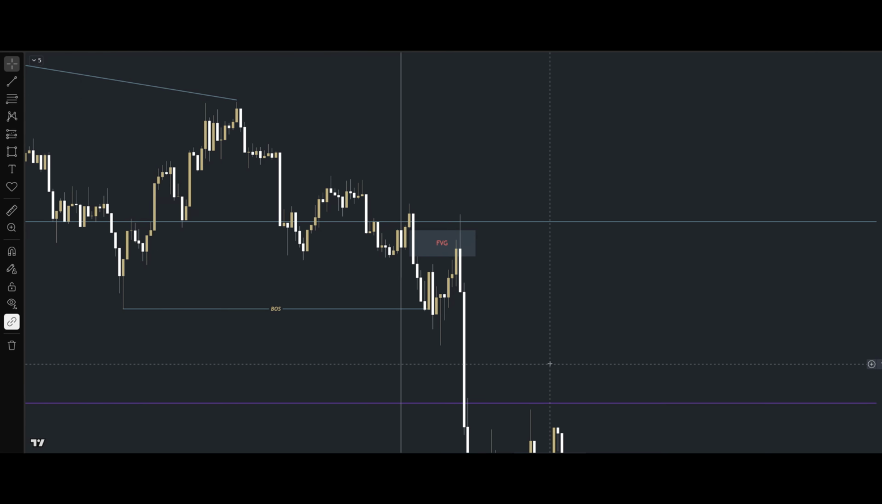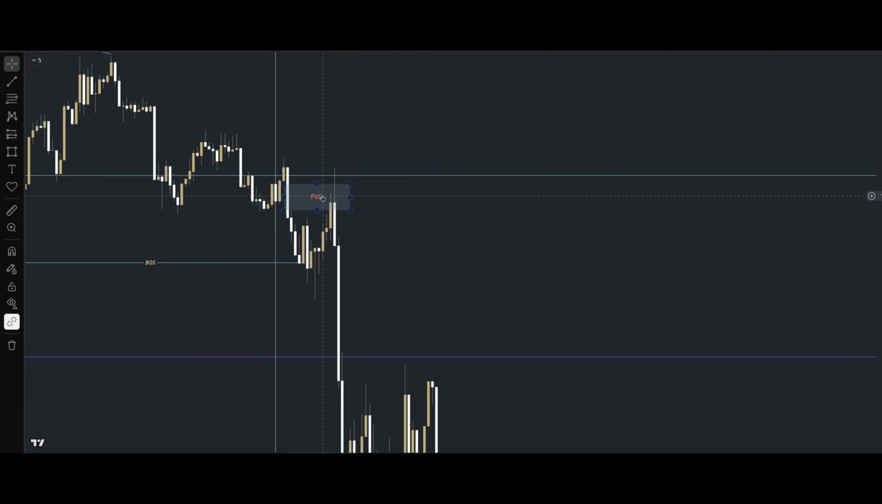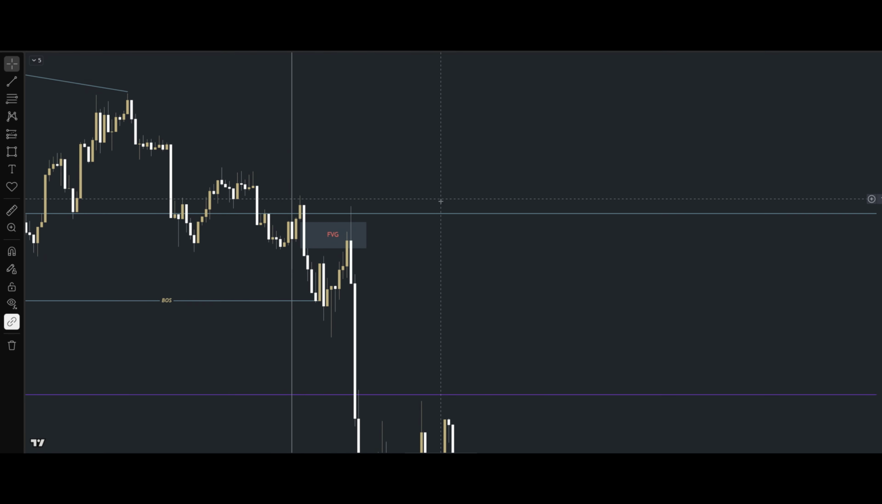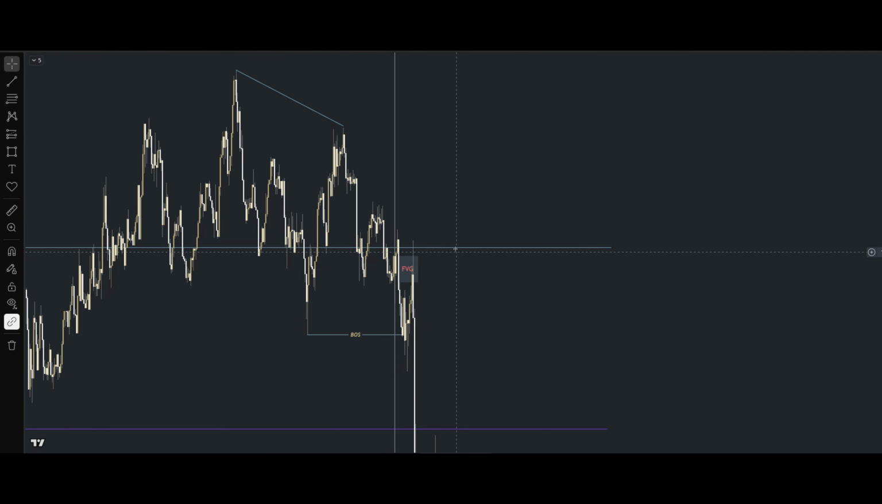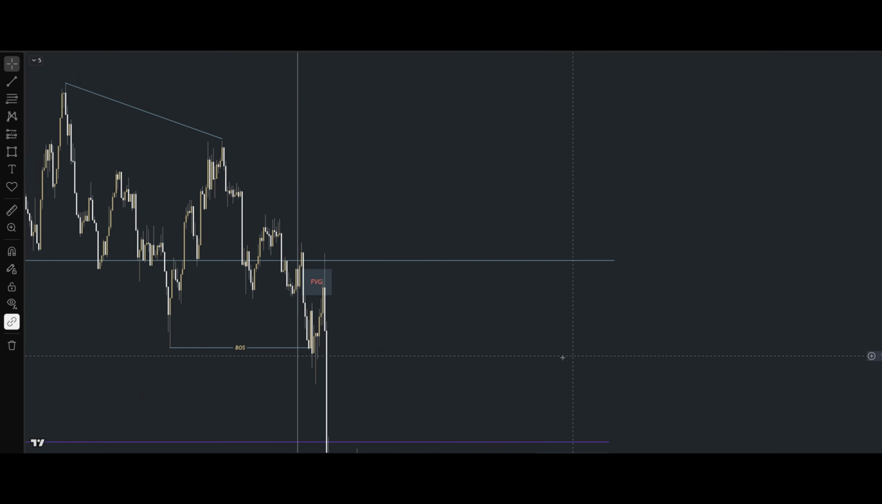So we have this bearish fair value gap here. Price comes up, sweeps it just a little bit, but does not break above the fair value gap, nor does it break above this volume area's high, the previous day volume area's high.